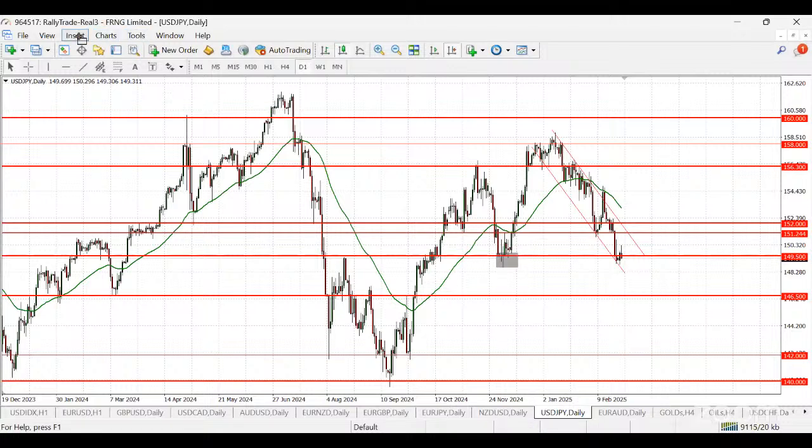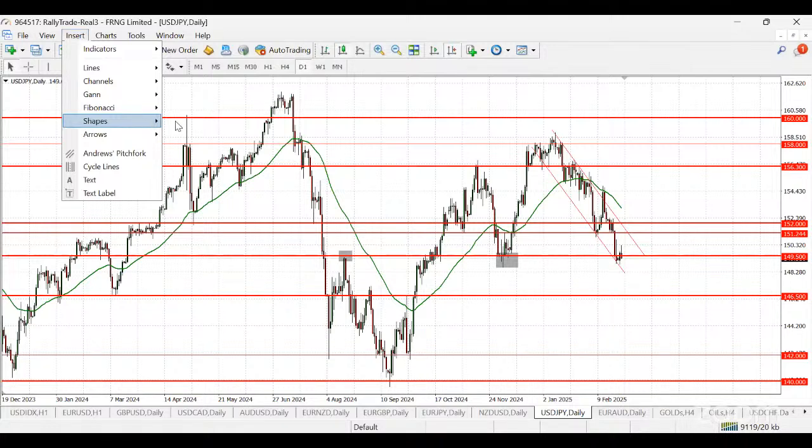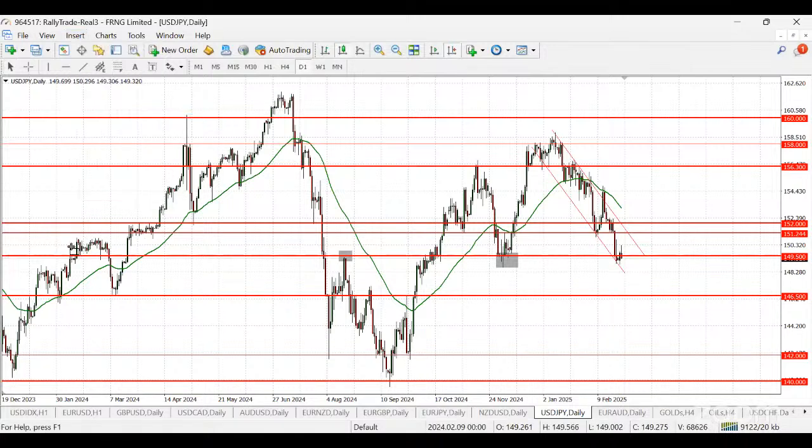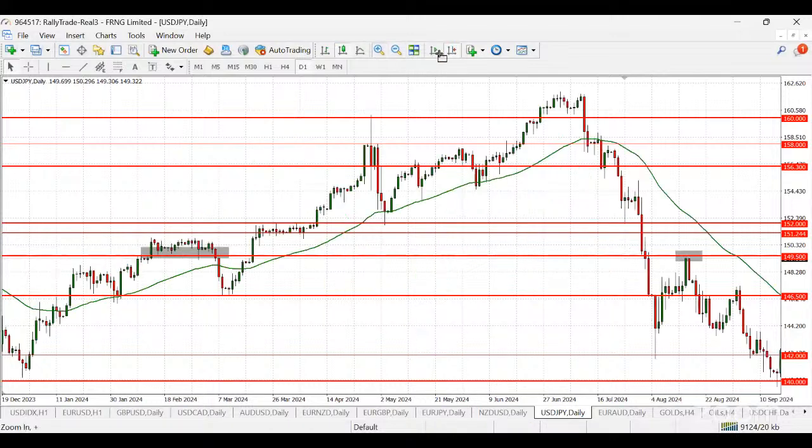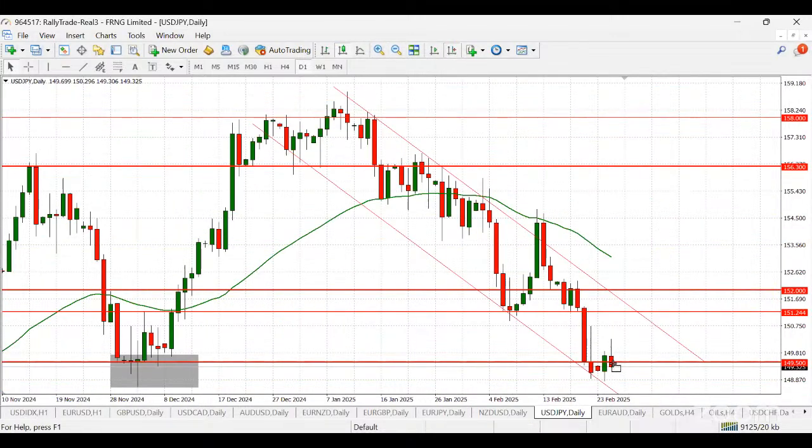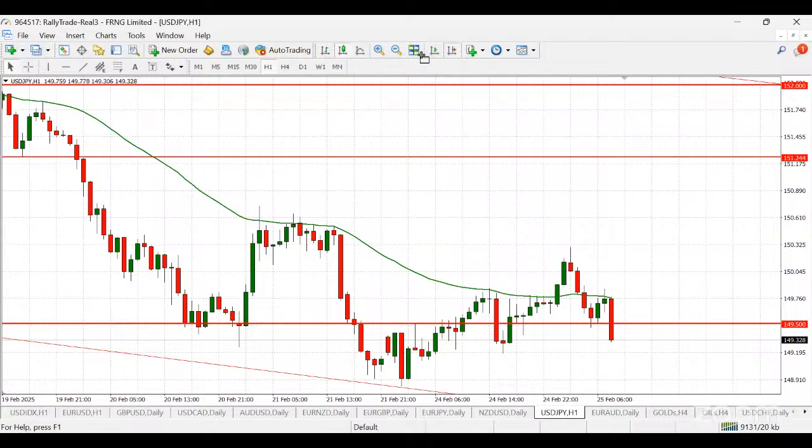Right here, here as resistance, and then back here as well, okay? So this is a significant level, and price is now breaking below that support at 149.50, okay? So let's take it to the lower time frame now.